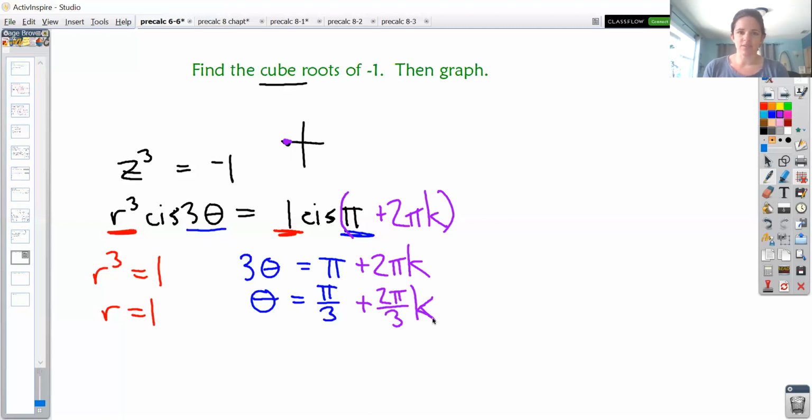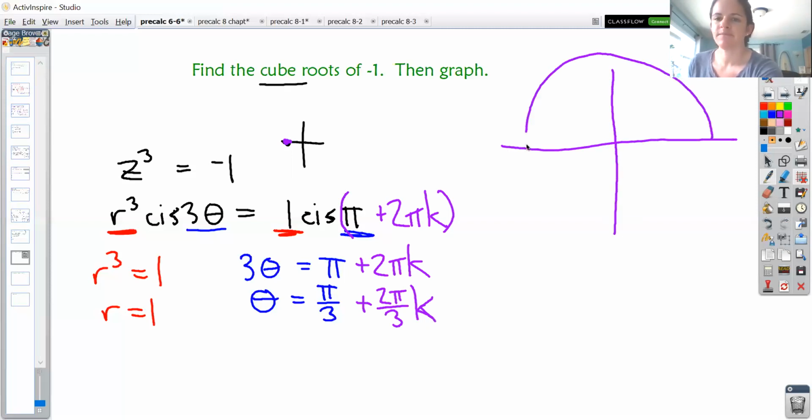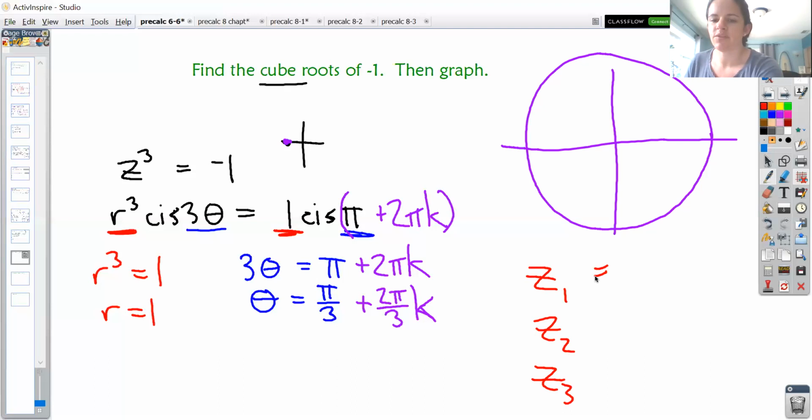In this case, it is the unit circle because r is 1. Sometimes it's not the unit circle, it could be the 3 or 4 unit circle, whatever. But in this case, it is the unit circle. So I'm going to go ahead and draw my circle over here. One of my answers was r equals 1 and theta equals pi thirds. So I'll call my roots z1, z2, and z3. The first one that I found was 1 cis pi thirds, and that would be up here.